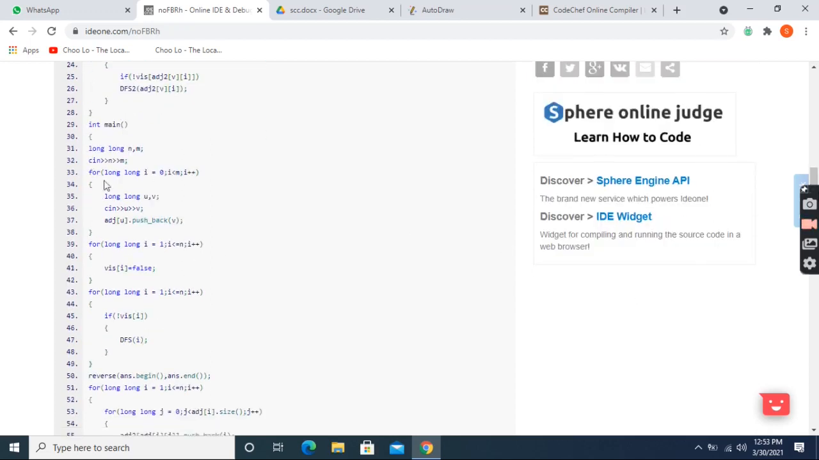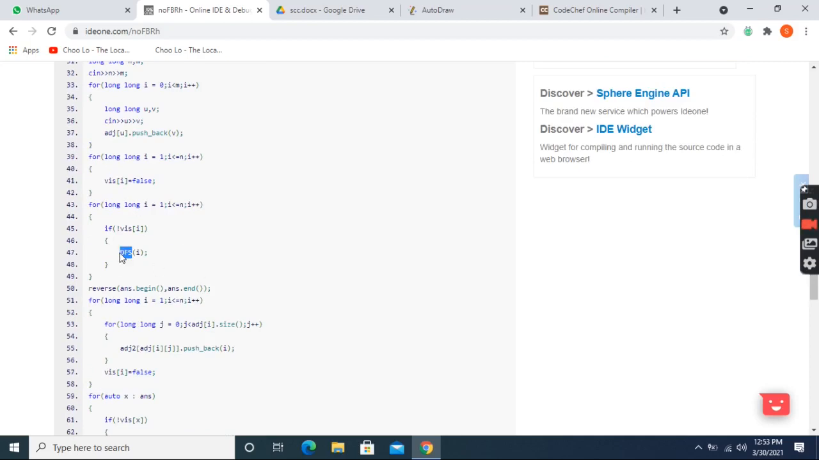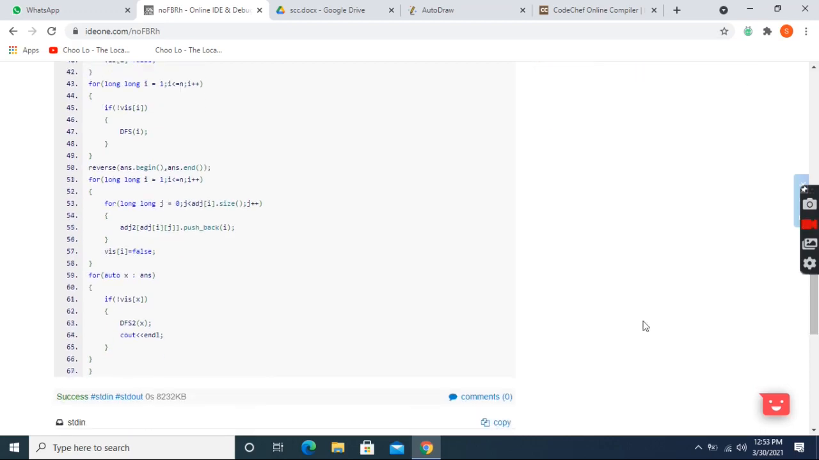In the main function, I have input the graph in the form of an adjacency list. I mark each vertex as unvisited. I do a DFS, the first DFS function, and then I reverse my answer vector as we did before. Now for obtaining the transpose of the graph, it can be done easily by making another adjacency list, and for each edge present in the original adjacency list, I just push the reverse of that edge in the second adjacency list. For example, if there is an edge from, say, vertex U to vertex V in the original list, I will push vertex U in the adjacency list of vertex V in the second adjacency list.